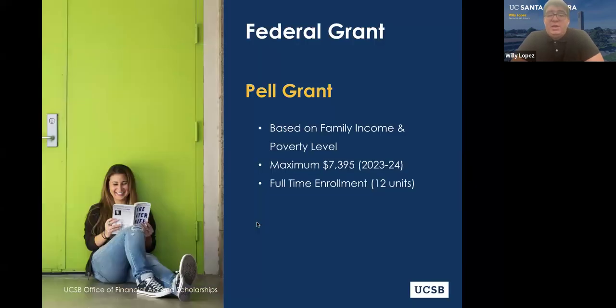So now getting into a deeper dive of what all of these grants and scholarships and the requirements are for. For the Pell Grant, we take a look at family income and the poverty level in order to see how much you can qualify for. The maximum amount a student can receive for the 23-24 academic year is 7,395, and full-time enrollment must be 12 units or more.